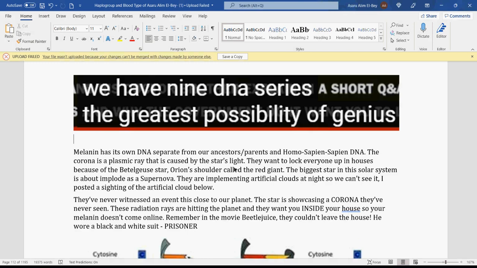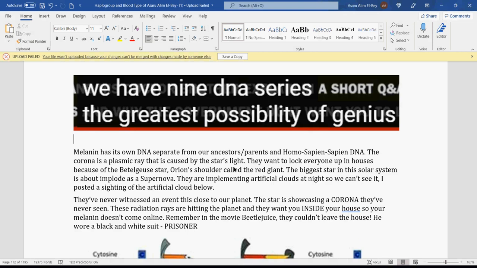Actually, it's 2 years now. It was 2020. They went to lock everyone up in the house because of the Betelgeuse star, which is Orion's right shoulder, which symbolizes the arm of God reaching down to the planet Earth.